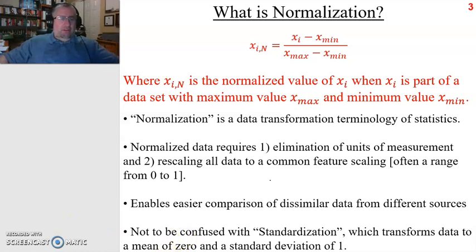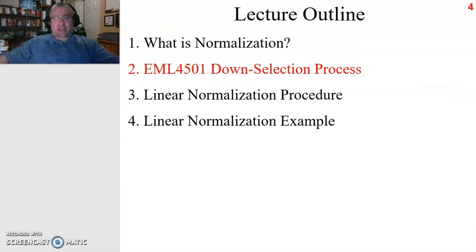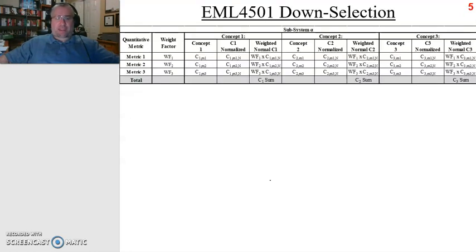Okay, so having described now what normalization is, I'm going to quickly walk you through the EML 4501 down selection process, which you should be familiar with, but with a specific emphasis on how normalization fits into that process. So here is a representative down selection matrix. Of course, this is simplified from the down selection matrices that you'll be producing in your preliminary design reports. I only have 3 concepts. You will have 12 or more.